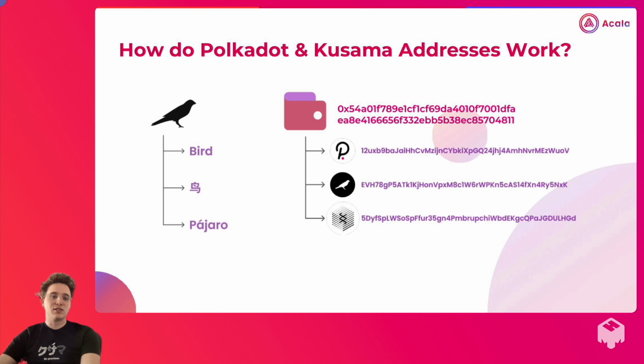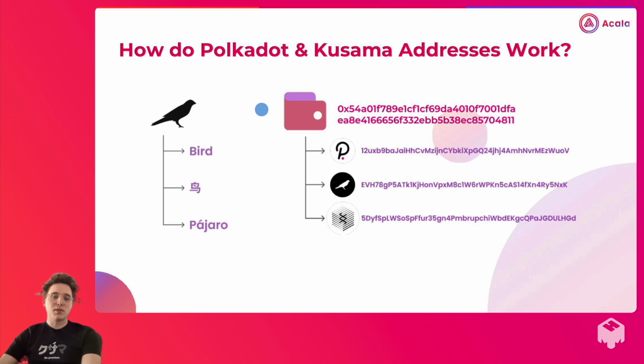Well, let's start with an analogy. Here we have a bird, and in English we can write the word bird like this. In Chinese we might write it like this, and in Spanish we might write it like this. A bunch of different ways to write the same exact thing, and they all represent the same thing. Well, your addresses in Polkadot and Kusama kind of work the same exact way.